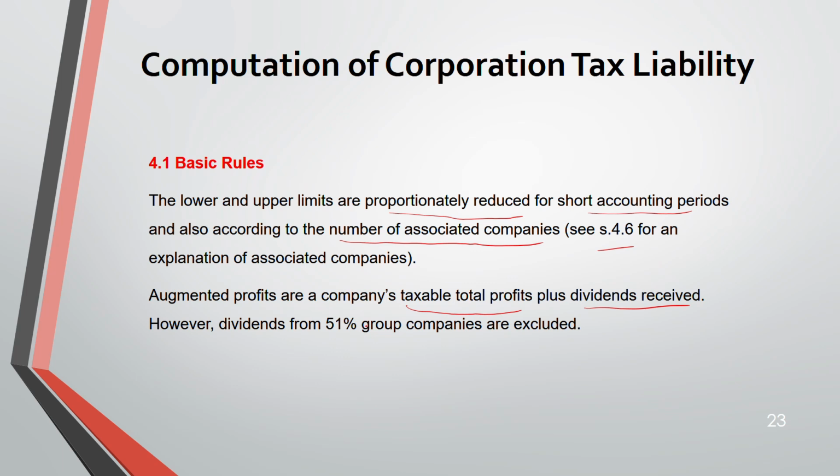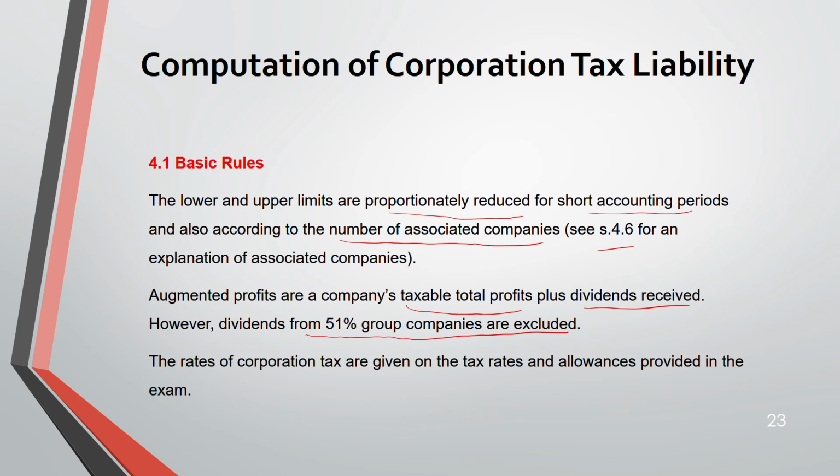Dividends from 51% group companies are excluded. If you are in a group, then any dividends you receive among the members of the group are excluded. They are not taken with your TTP. But dividends received from outside the group, outside these associated companies, you will add.